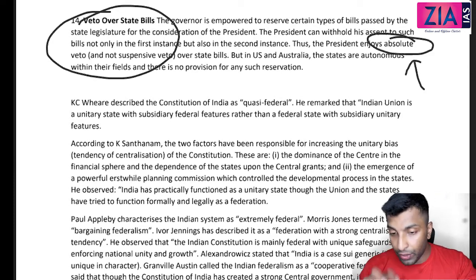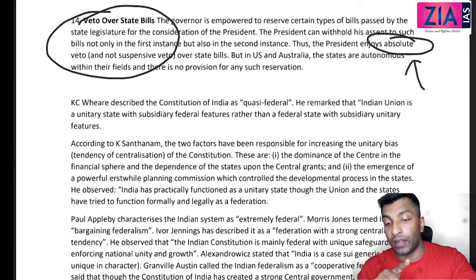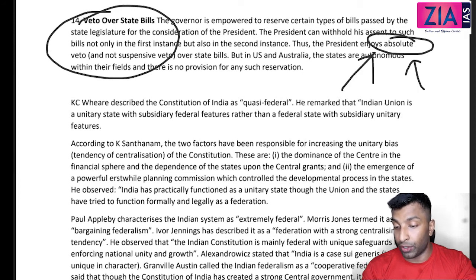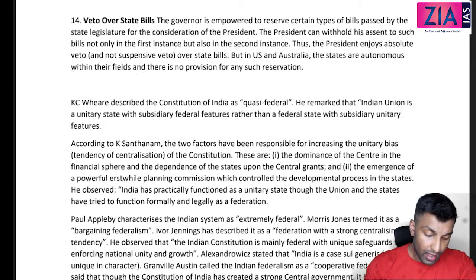So see, you are appointing the governor. Some bills passed by the state, the governor can reserve for the president. The president can send it back for reconsideration. Once it is passed again, it has to go to the president, not to the governor, and the president can use absolute veto. There is no suspensive veto if it is sent back again. That's not the case with the center.